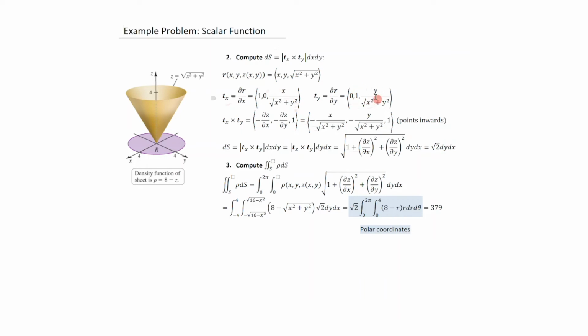Next step is to take the cross product between t_x and t_y. And if you follow through just using the determinant formulation, you end up with this expression. And then making a substitution for partial z partial x and partial z partial y, multiplied through in both cases by minus 1, we end up with an expression that looks like this. Now this expression basically would indicate a surface area vector which is pointing inwards from the cone, which means pointing in this direction on this side and this direction on that side.